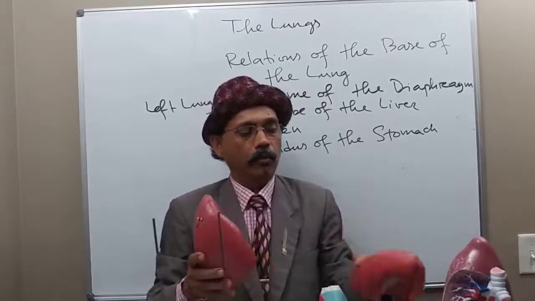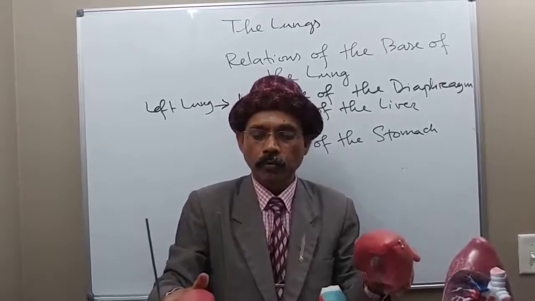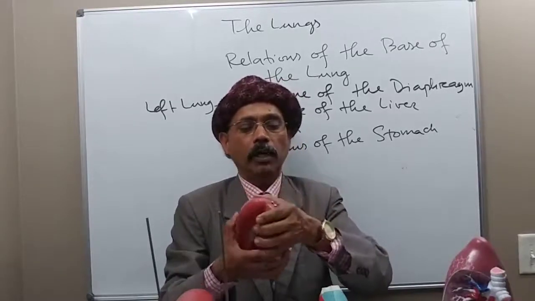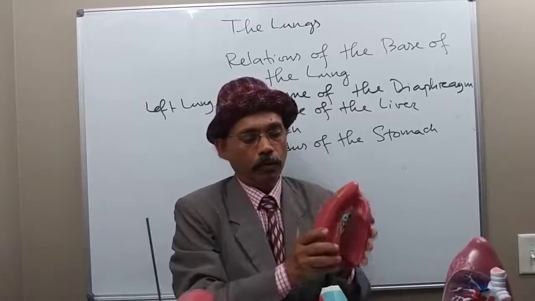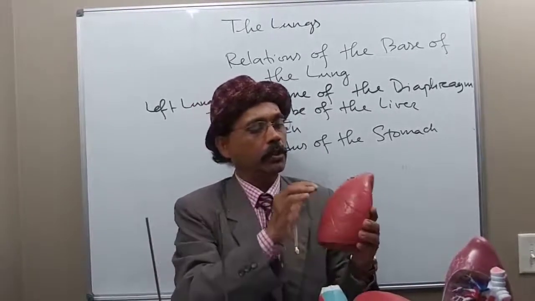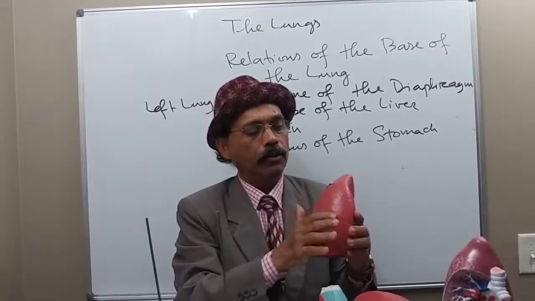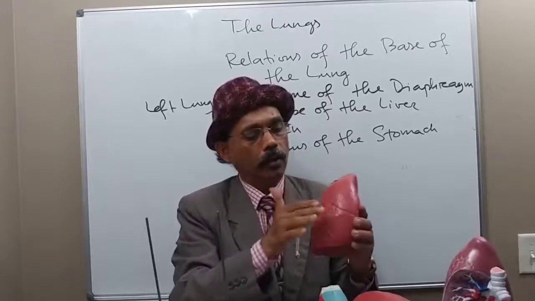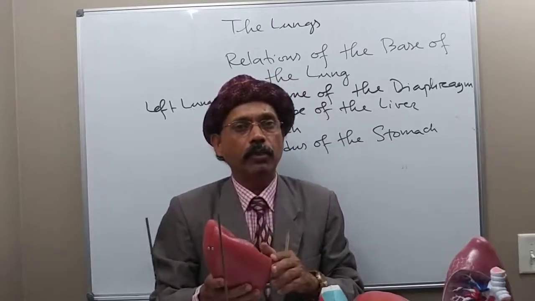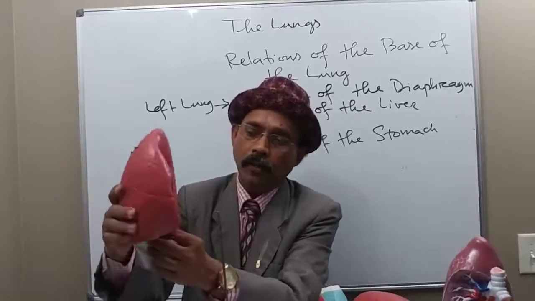The left lung has one oblique fissure and two lobes, the upper lobe and the lower lobe. In the case of the right lung, we have two fissures, the oblique fissure and the horizontal fissure, and three lobes: upper lobe, middle lobe, and lower lobe. So these are the differences between the left lung and the right lung.